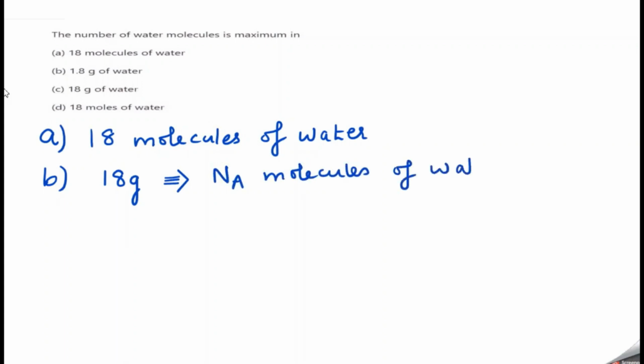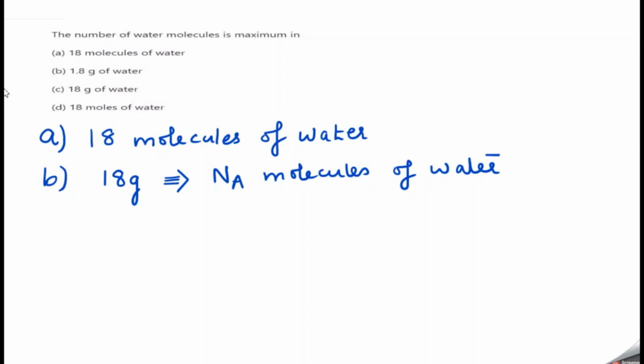Correct. This is what we are learning from our fundamentals. Every time, the molecular mass in grams will contain the Avogadro number of molecules of water. So always it should be molecular mass in grams. Then it will always have Avogadro molecules of water. Now we know that 18 gram contains 6.022 into 10 power 23 molecules of water.